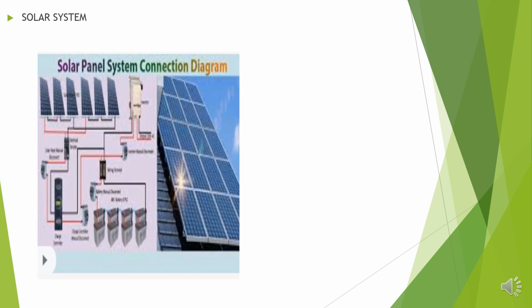And nowadays there is a rule that a solar water system has to be mandatory in all the buildings. This is a methodology of how the solar panel has to be fixed, how the water connection has to go through, and how it will connect to the building. This is known as a solar system.